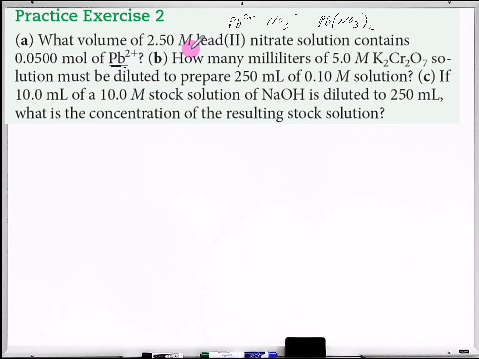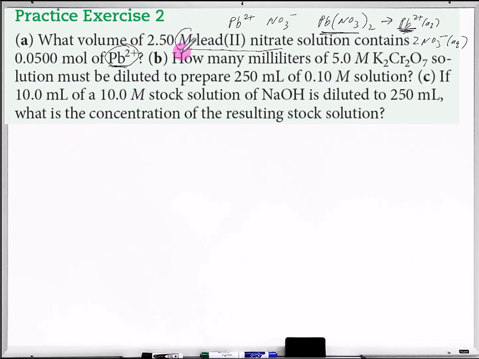So the concentration they give is for the whole compound, but they're asking about the lead ions. It looks like it's 1 to 1, right? So this is going to dissolve 1 to 1, Pb2+ and NO3- aqueous. You get two NO3s, but they're asking about the lead, so it's 1 to 1. It's one lead for every one lead nitrate that dissolves.